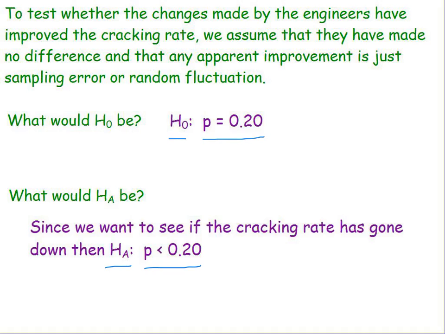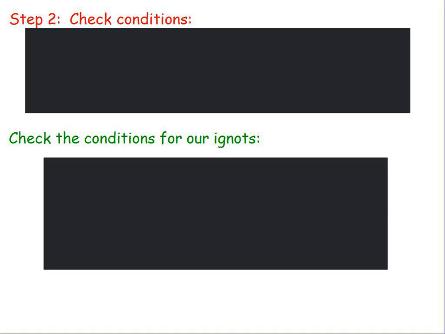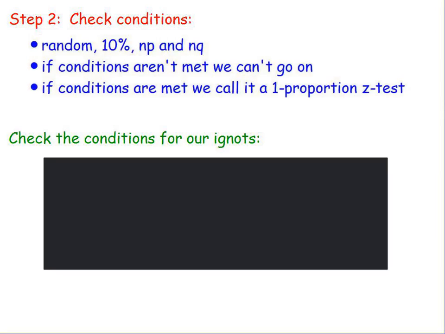So now let's look at more detail on the second step of the process. This is simply checking conditions, the part that you should be familiar with. The conditions that we have to check are the same conditions that we've checked before. Is it random? Have we met the 10% condition? And are np and nq both bigger than 10? If for some reason any of these conditions are not met, you can't go on. You stop right there and simply say we can't test. If the conditions are met, we're going to run a 1 proportion z-test like we learned in the last chapter.